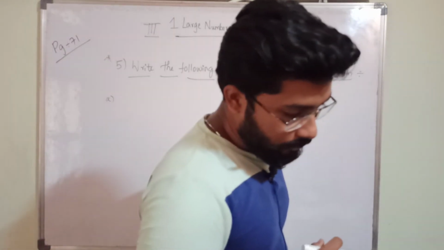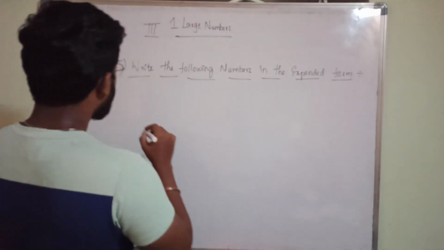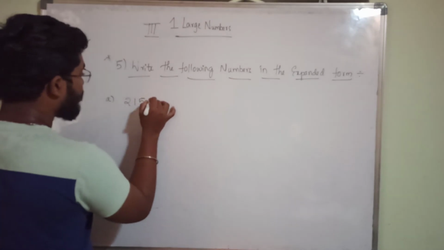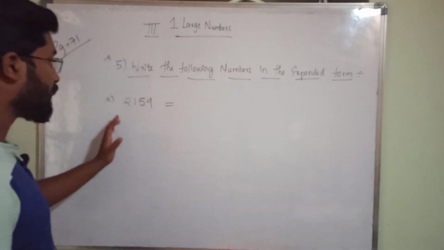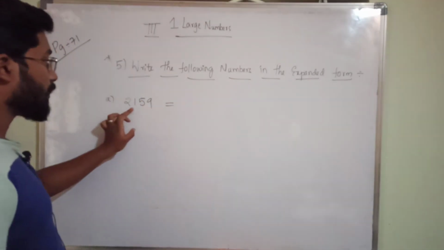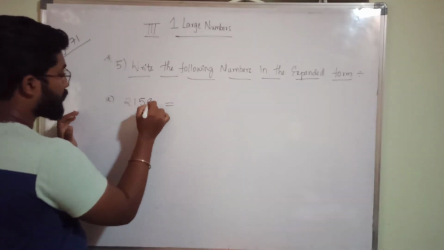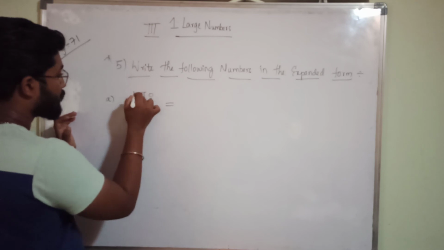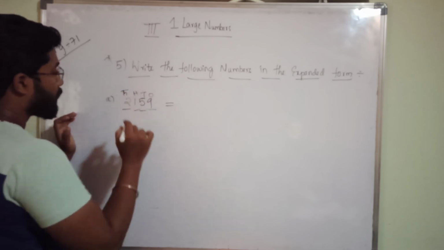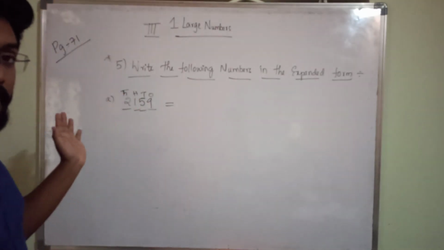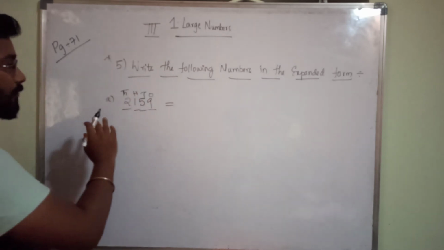First one, fifth bit, first one is 2159. How will you expand this one? So from here we have to start. This is ones, tens, hundreds, thousands, no? From the highest place we have to start expanding.